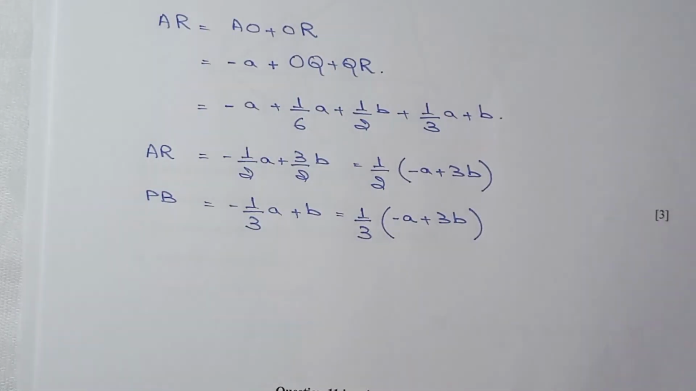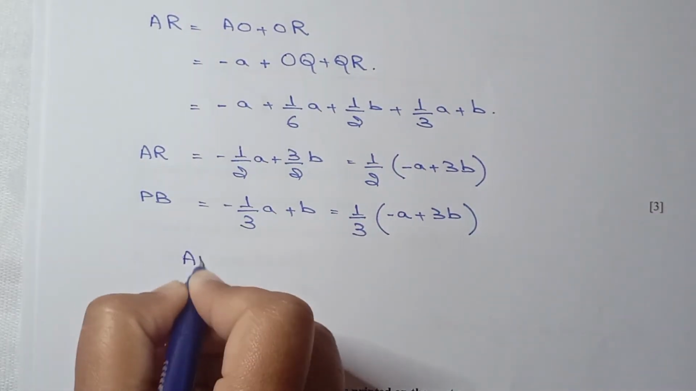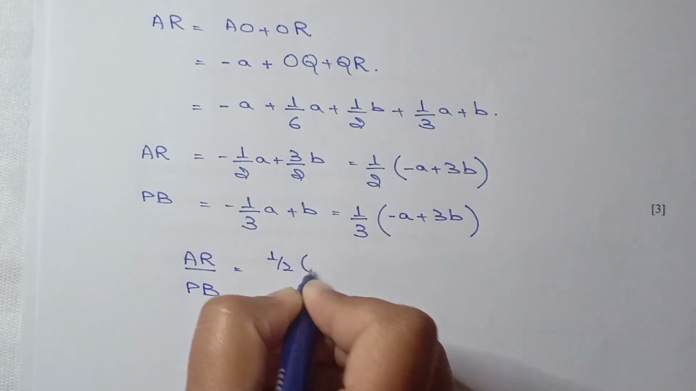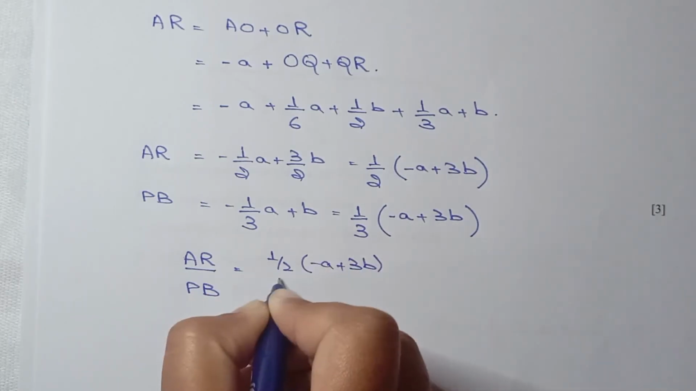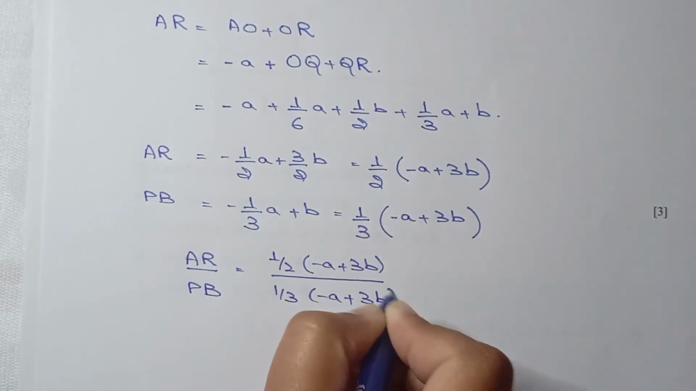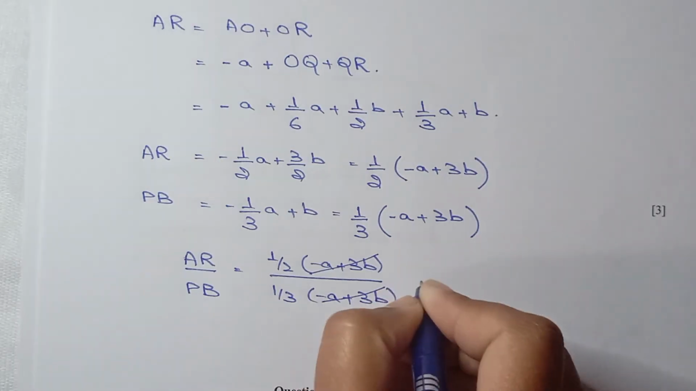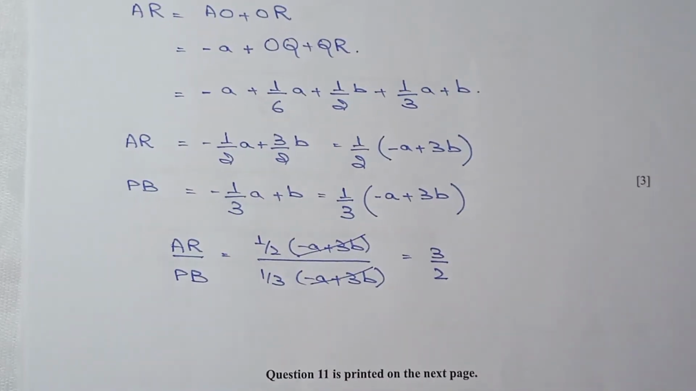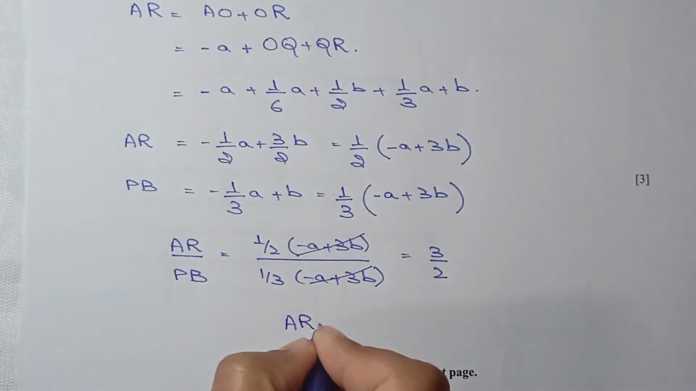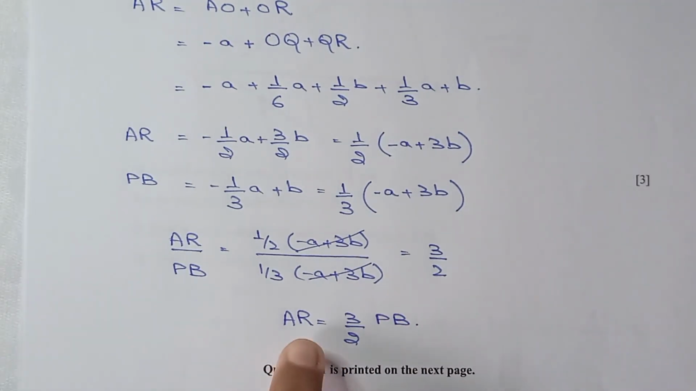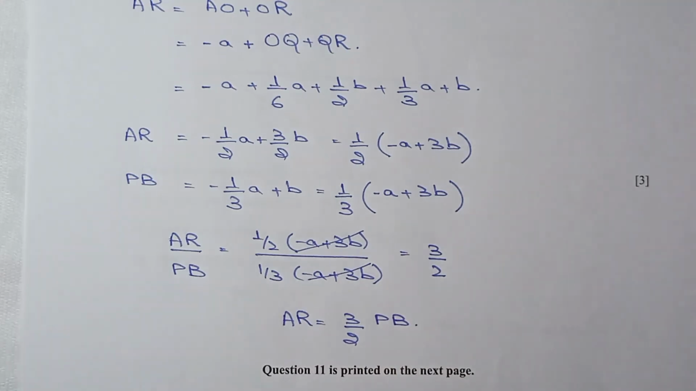Okay, now let me make a ratio of AR over PB. This would be 1/2 of minus A plus 3B over 1/3 of minus A plus 3B. So cancel the common factors. This would be equal to 1/2 over 1/3, which is 3/2, right? So we can say that AR is 3/2 times PB. So we have proved that AR is parallel to PB because AR is some multiple of PB, right?